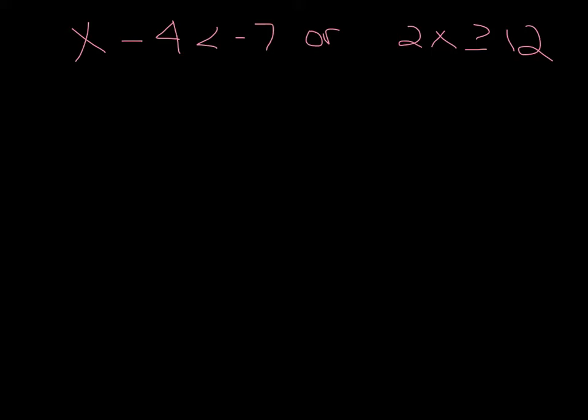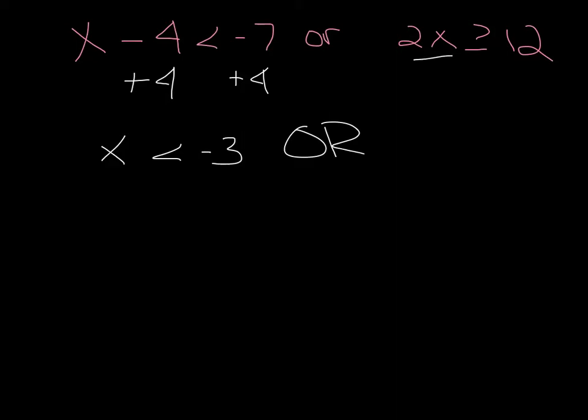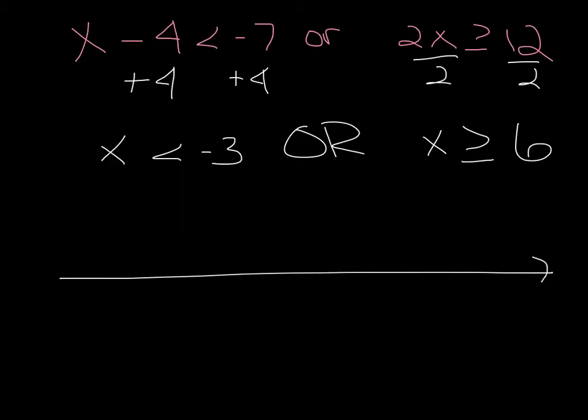In our first example, we have x minus 4 is less than negative 7, or 2x is greater than or equal to 12. So we solve each of these inequalities, and when we do that, we end up with x is less than negative 3, or, divide both sides by 2, x is greater than or equal to 6. So give yourself enough room on your number line here. So I'll go negative 4.